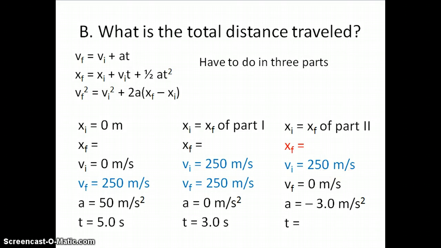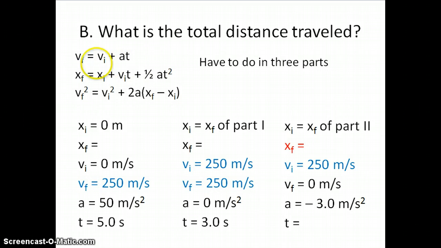What is the total distance traveled? So now we have a new set of information, or not new, but rather a more complete set of information. And this is what we're looking for. We're looking for our final position. And these are our three tools. Now, since we don't have our final position here, which is our initial position there, we can't find our final position here, and so on and so forth. So we have to do this in three parts. We have to find this one first in order to plug it in here, and then we have to find this one in order to plug it in here so we can find our final answer.